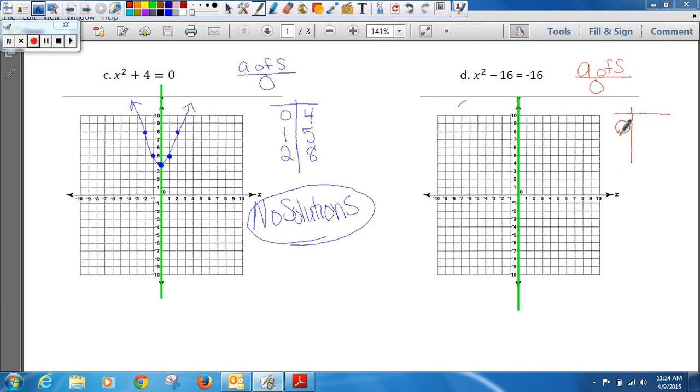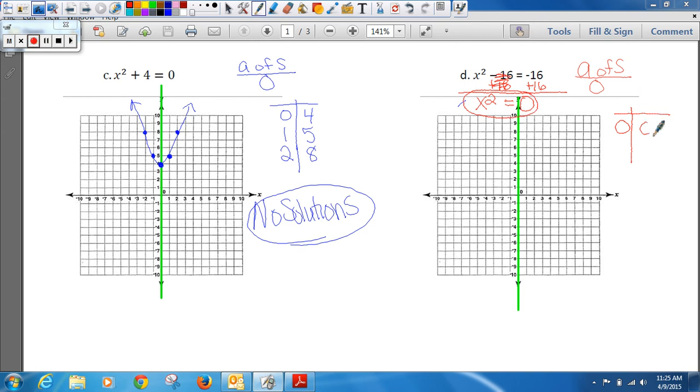Oh, I got to do something first here. I totally messed you guys up. Before we can solve, what does this have to be equal to? It has to be equal to 0, so don't make the same mistake I made. I need to move this negative 16 by adding 16 to both sides. So the equation I'm actually graphing is x squared equals 0. So basically I am graphing the exact same one we did right above this one.